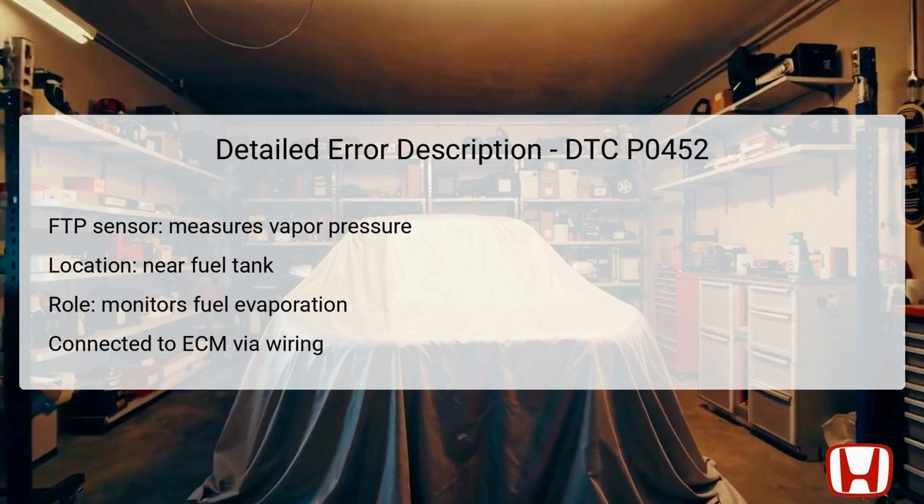Its primary function is to measure the vapor pressure within the fuel tank, which helps ensure that the emission control system works efficiently. Typically installed near the fuel tank, the FTP sensor connects to the engine control module, ECM, through a wiring harness. This connection allows the ECM to interpret the sensor's readings and adjust fuel delivery as necessary to minimize emissions. When the FTP sensor reports low voltage, it may indicate a fault in the sensor itself or in the related circuitry. Addressing this issue is crucial to maintaining optimal vehicle performance and environmental compliance.